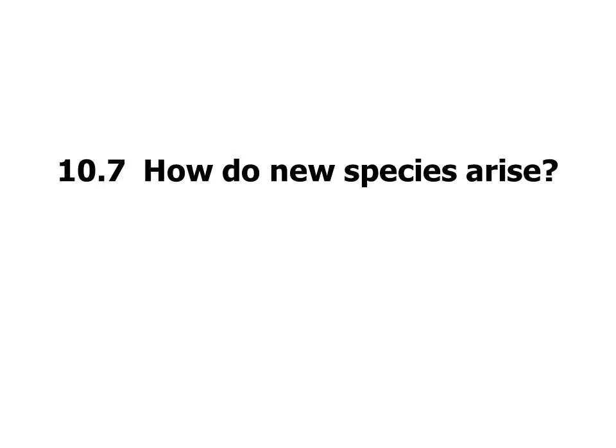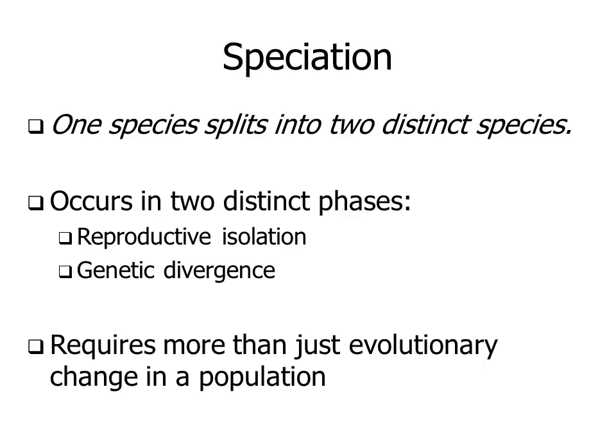Biologists don't really have a clue about how many species there are on Earth. Estimates of the number vary tremendously, from low estimates of 5 million to high estimates of 100 million. Biologists do, however, know the process by which they all arose. The process of speciation, in which one species splits into two distinct species, occurs in two distinct phases and requires more than just evolutionary change in a population.